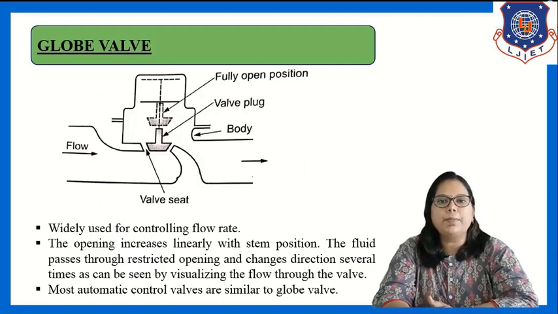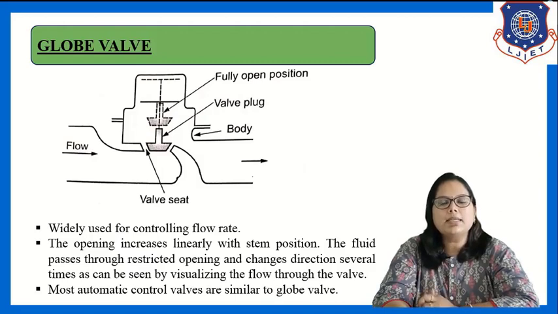And in industrial application, most automatic control valves are similar to globe valves. Because in many of the industrial applications, we need to control the flow. So at that time, we will go for globe valve in majority of cases as compared to the gate valve.